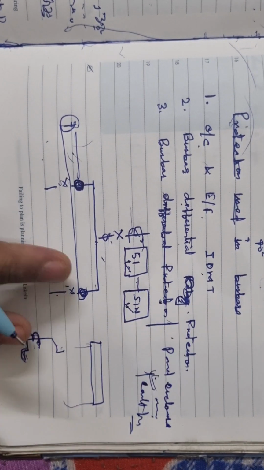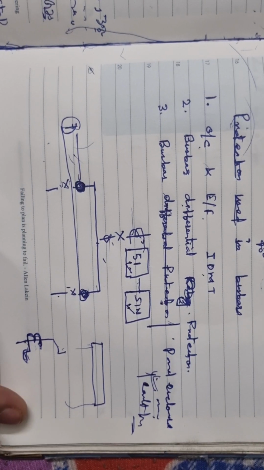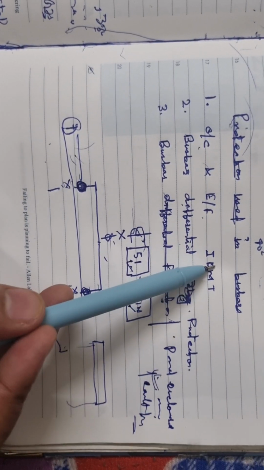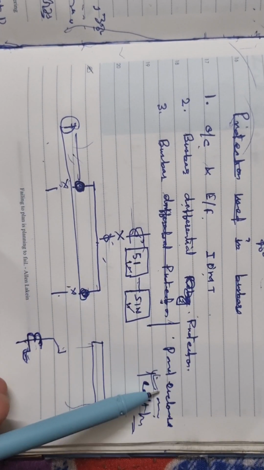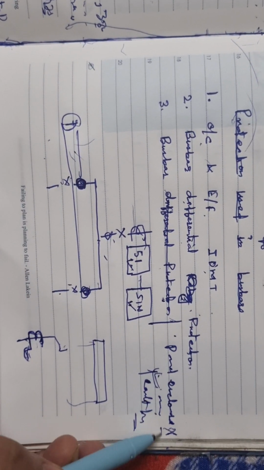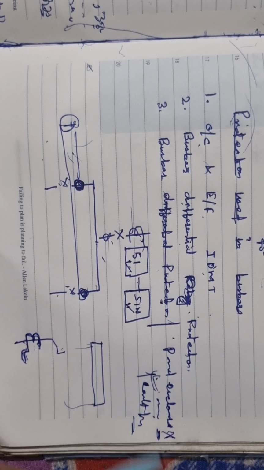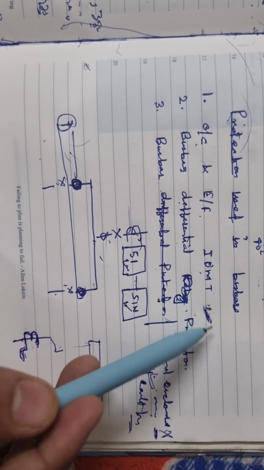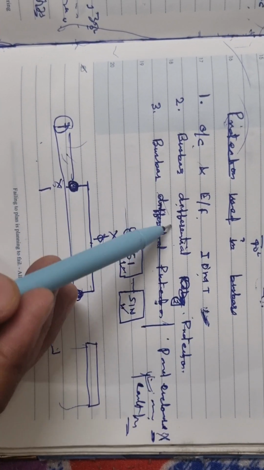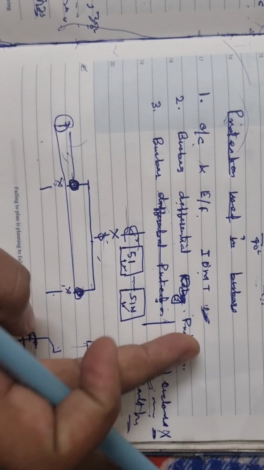So these are the different types of protections used in bus bars: IDMT overcurrent, IDMT earth fault, bus bar differential protection, and panel enclosure protection. But you will generally not find the panel enclosure protection. We generally have bus overcurrent and IDMT earth fault as the standby protection for the system, and the bus bar differential protection. These two are generally found.